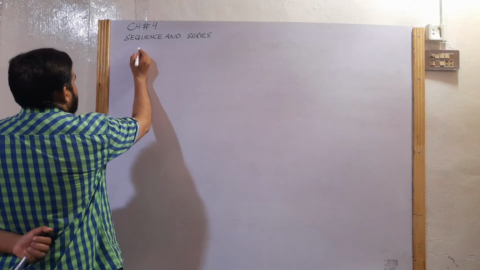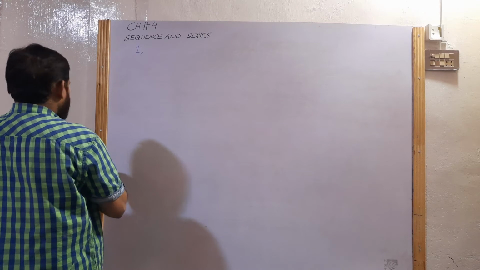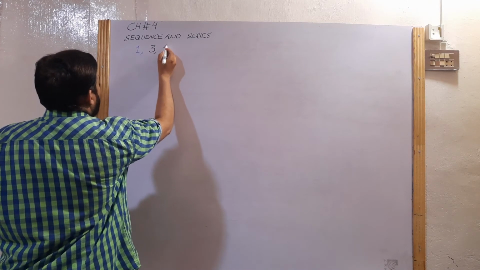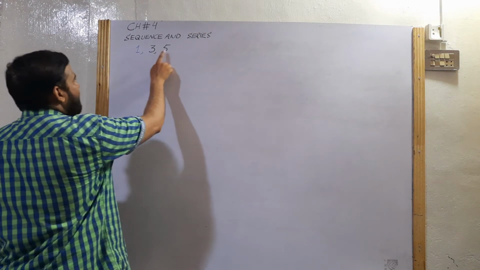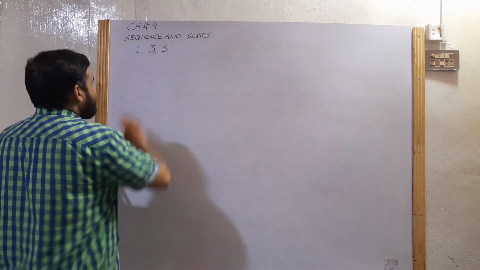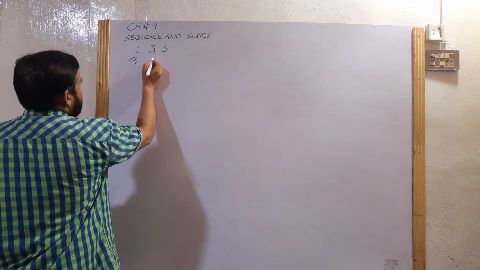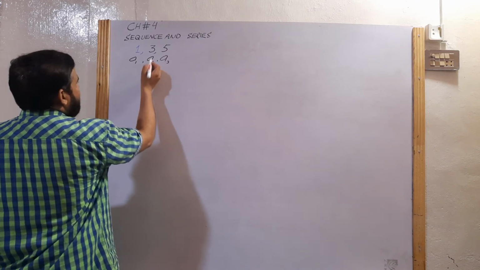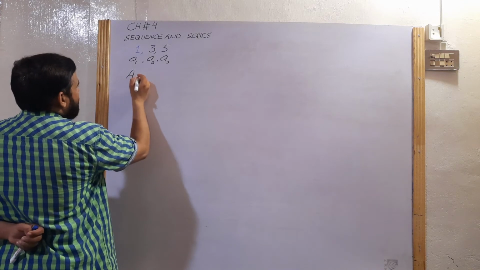For example, if the numbers are given 1, 3 and 5, find the arithmetic mean between 1 and 5, which is clearly 3. It is an arithmetic sequence. The first term is A1, the second term is A2 and the third term is A3. Clearly the mean in this case is 3, but how do we find a formula for the arithmetic mean between two numbers?